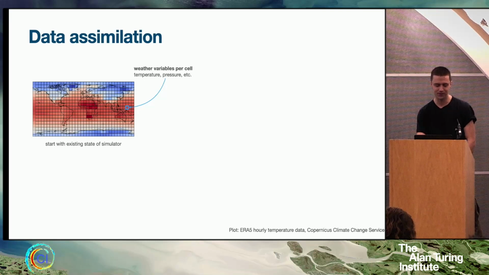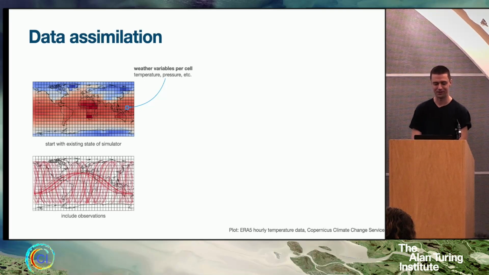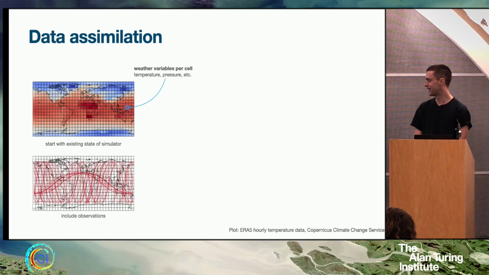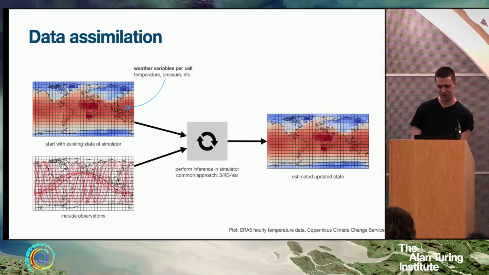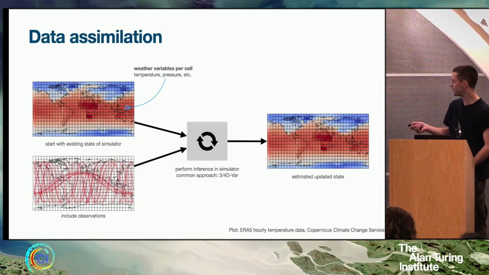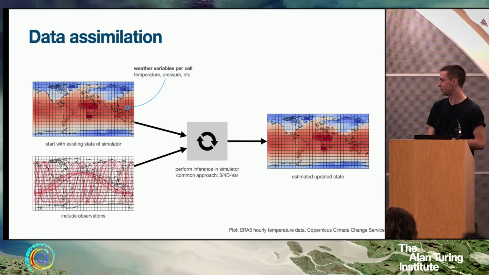Then in data assimilation, we combine that with some observations. Here I have drawn some satellite observations, so here are some satellite tracks. We combine the current state with the observations in some sort of inference process, which combines it with the physics of the model to come up with an estimated state. Maybe this bit in the middle is the data assimilation algorithm, and that's what we're going to talk about today.